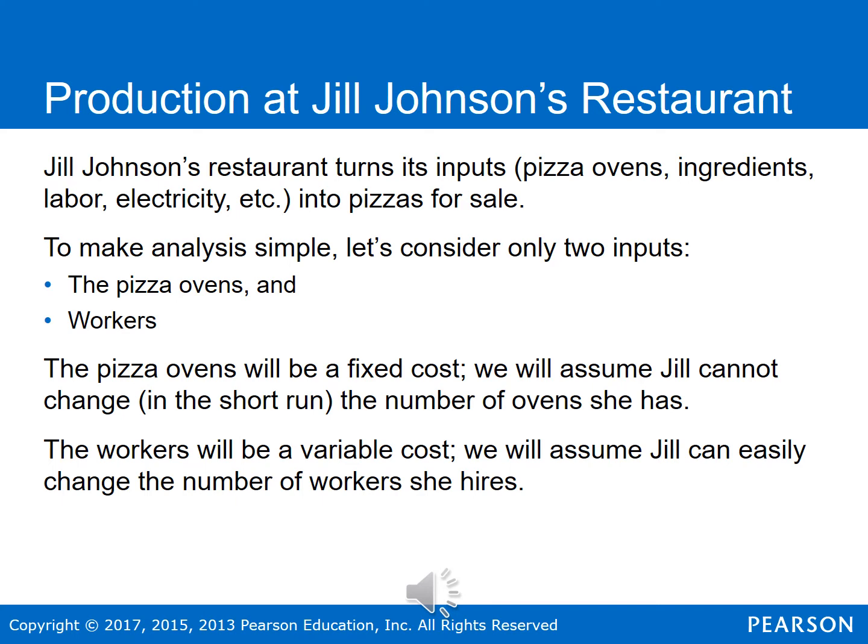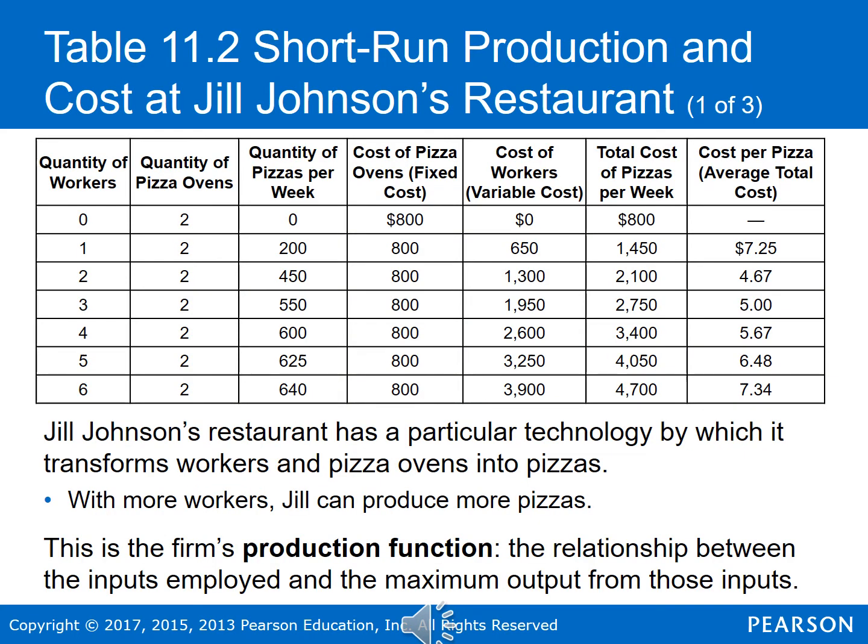Now, workers are going to be a variable cost, so we will assume that Jill can easily change the number of workers that she hires, that it's easy enough for her to go out and get another worker, that she can change these in the short run. Here we have a table with the short run production and the costs at Jill Johnson's restaurant. As you can see, the number of workers can vary from 0 to 6. The quantity of pizza ovens is not going to vary at all.